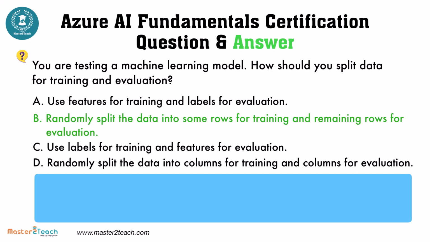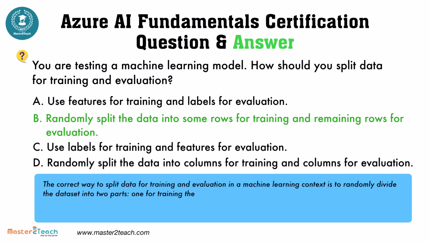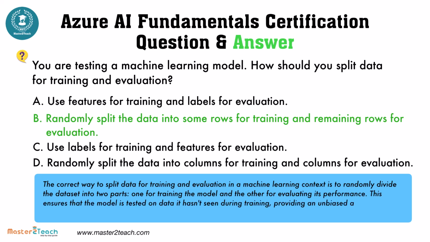The correct answer is randomly split the data into some rows for training and remaining rows for evaluation. The correct way to split data for training and evaluation in a machine learning context is to randomly divide the dataset into two parts, one for training the model and the other for evaluating its performance. This ensures that the model is tested on data it hasn't seen during training, providing an unbiased assessment of its performance.